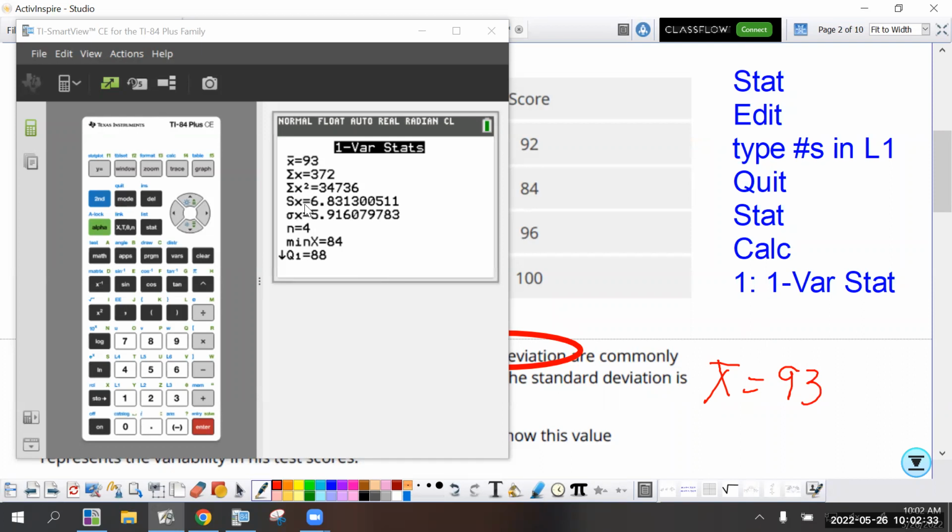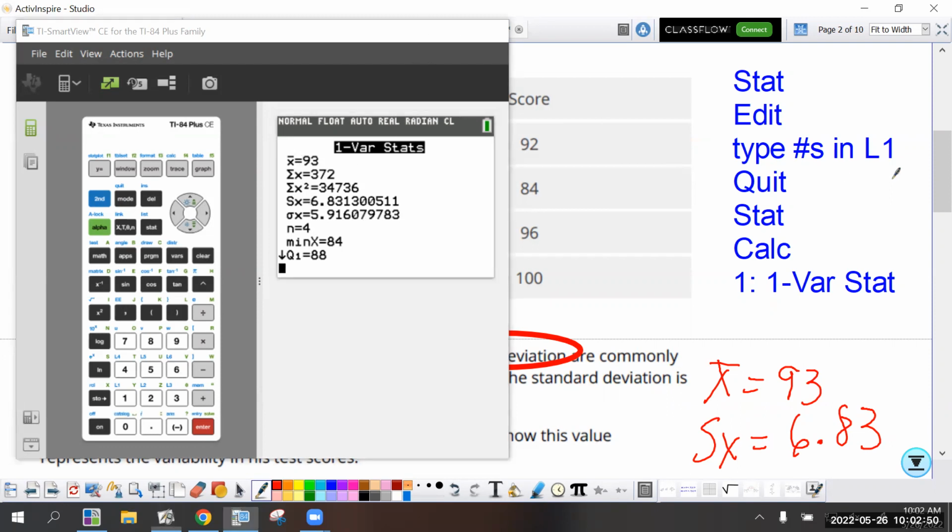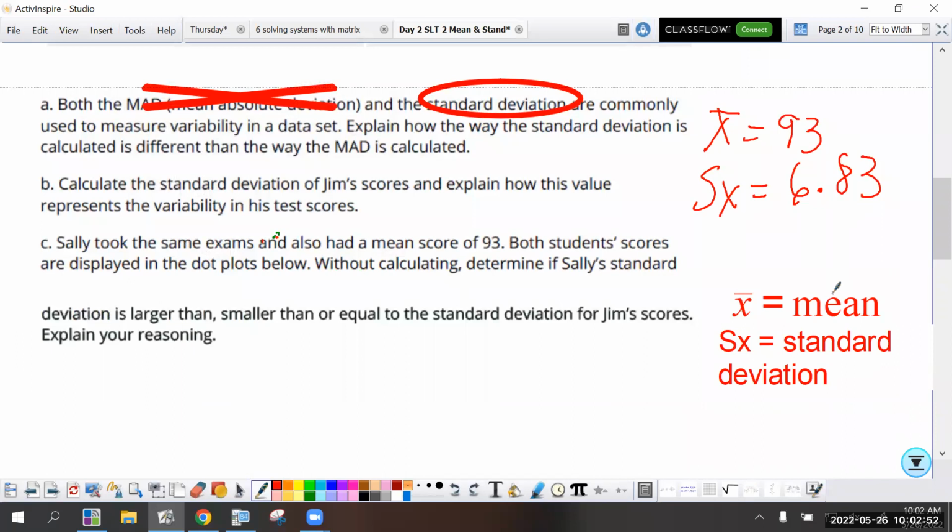And SX is the calculation we're going to be using. It is 6.83. We're not going to use the little sigma, we're going to use this SX. So the two numbers you're going to focus on are X bar and SX. X bar is the mean or the average, SX is the standard deviation. All right, so we calculated the standard deviation.